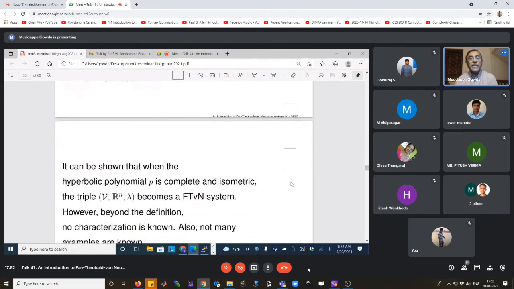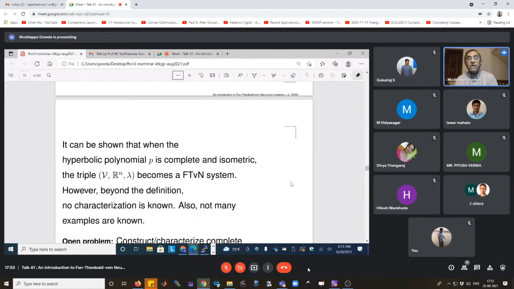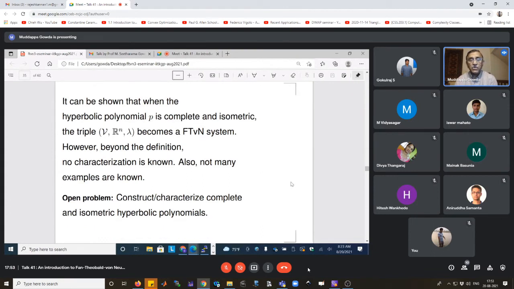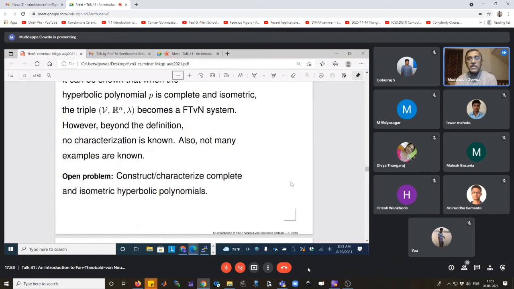Okay, it can be shown that when the hyperbolic polynomial P is complete and isometric, the triple (V, Rn, lambda) becomes an FTVN system. However, beyond the definition of complete and isometric properties, no characterization is known. I don't know of any literature dealing with completeness and isometry except this paper of Bauschke et al. Not many examples are known. So one open problem is to look at characterization of complete isometric hyperbolic polynomials and construct examples.